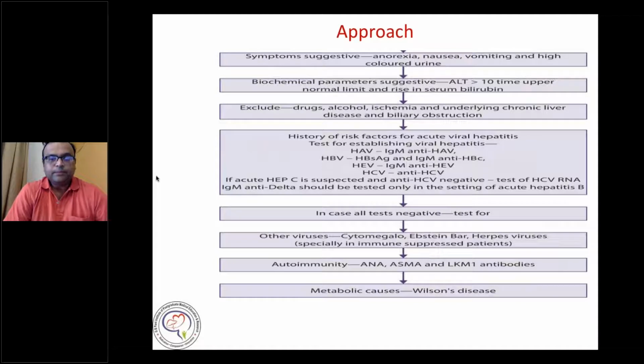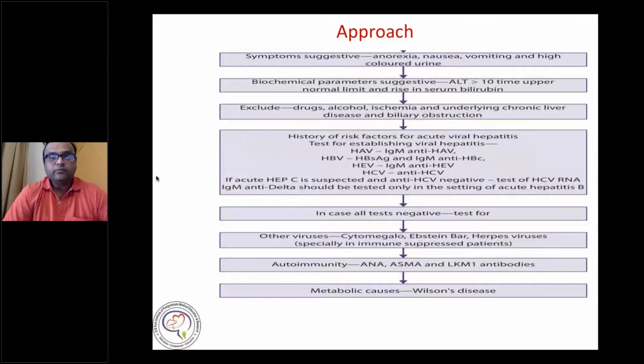So how do we approach this picture? You can always get in from Harrison's, from where we have taken this picture. The most sensitive symptom for hepatitis is anorexia. Anorexia, nausea, and vomiting are usually the most common features of acute hepatitis. Remember that jaundice may or may not be there.